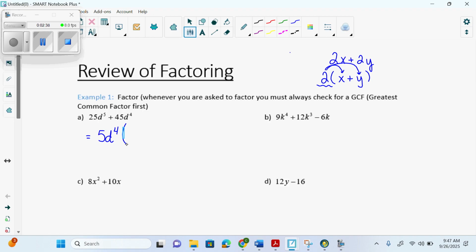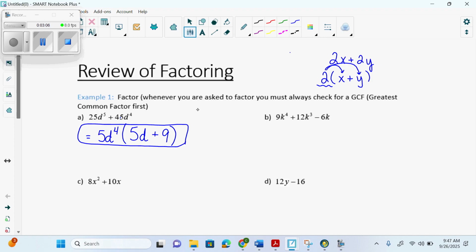Okay, 25 divided by 5 is what? 5. And then d^5, take out 4 d's, is 1d, right? You're physically taking out that many, because when you divide, you subtract. Plus, 45 divided by 5 is 9. d^4, take out 4 d's. I'm done. That's it.